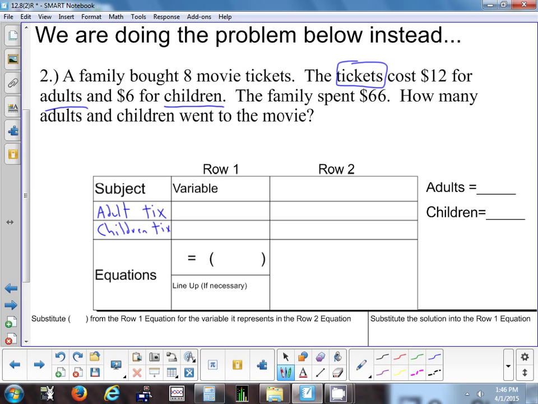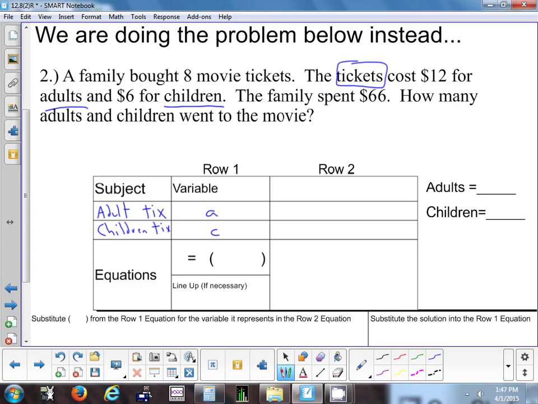Children tickets. And Tyler, how did you want to represent those? Turn around, please. A and C. A and what? C. A and C, okay. A and C. Excellent. So a family bought 8 movie tickets.